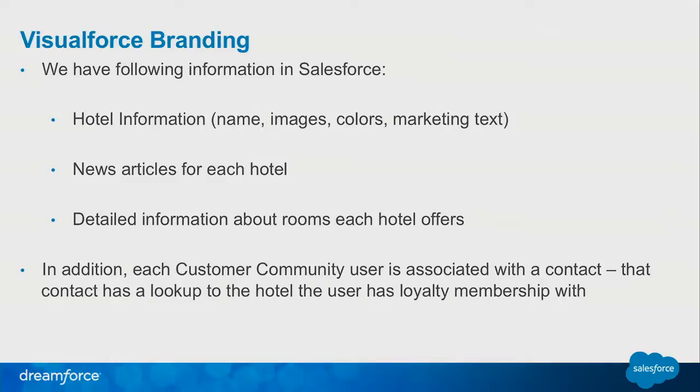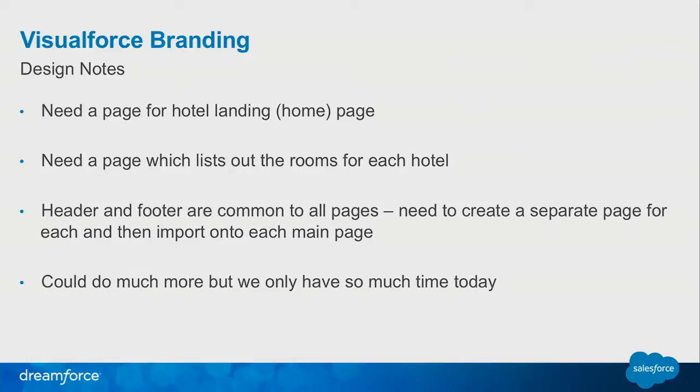So we have some data in Salesforce that we're going to leverage to display some of this stuff out there. For the purpose of the demo, we have hotel information that we've loaded. We've created some news articles for each hotel, which you saw on the homepage there, and you'll see them in more detail in a minute. And then just some information about the rooms that each hotel offers. So think of this more as a marketing site for these resorts. And in addition, you know how customer community users are associated with a contact. So on the contact record, we put a lookup to the hotel that the user is associated with. And that's what we're going to leverage to get our information about how to brand it.